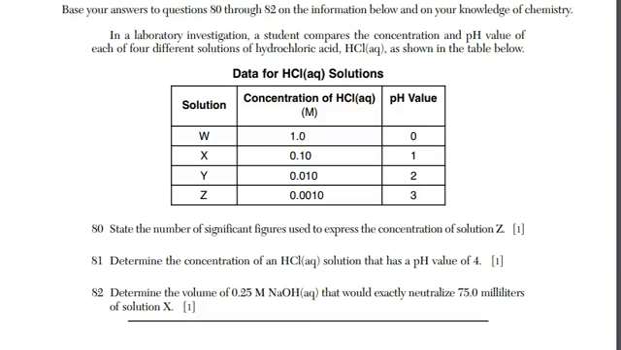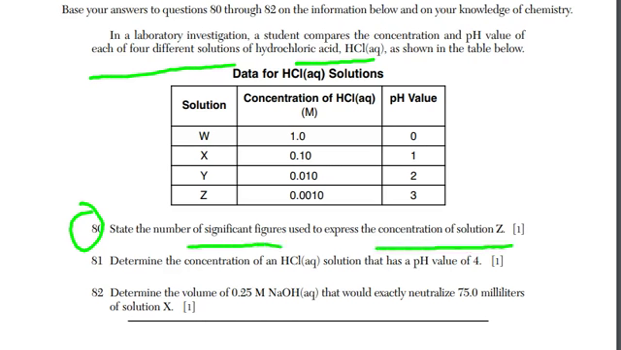First question here for 80. We're told about 4 different solutions for HCl, and here they are. And now in 80, state the number of significant figures used to express the concentration of solution Z. Well, if you take a look at solution Z, my concentration is a number less than 1. So we are going to move from left to right and find the first non-zero, which is the number 1, and anything to the right of that number, which is just that 1 0. That makes the number of sig figs 2.